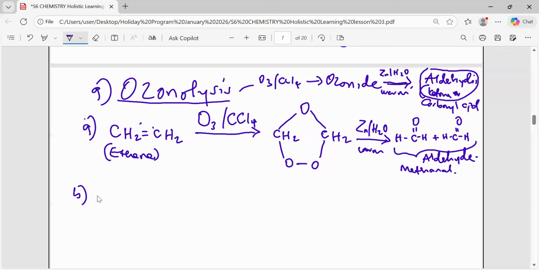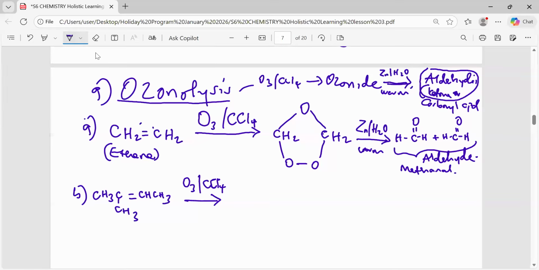Let's talk about this one. CH3, CH3, double bond, CH3. Then which ozonide compound do we form here? Which ozonide? I don't know how to name them. No, the names, no. I just need the structures. So we'll have 3 on this side and there are 2 on the other.